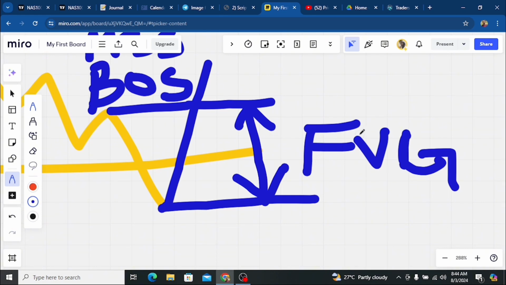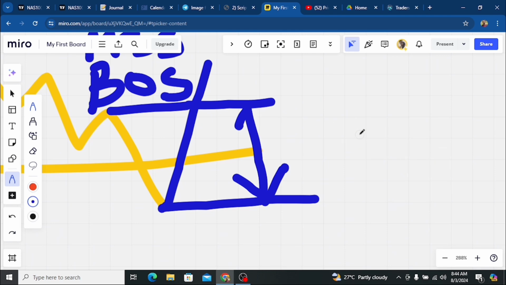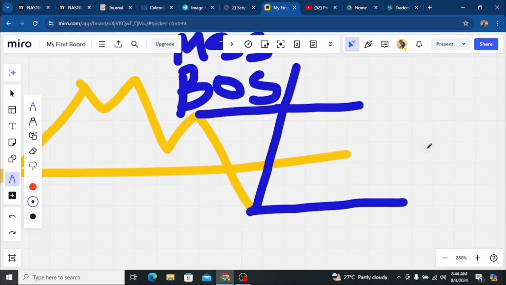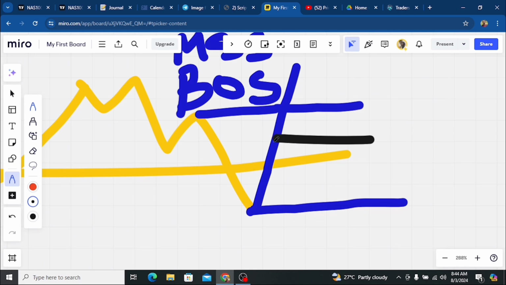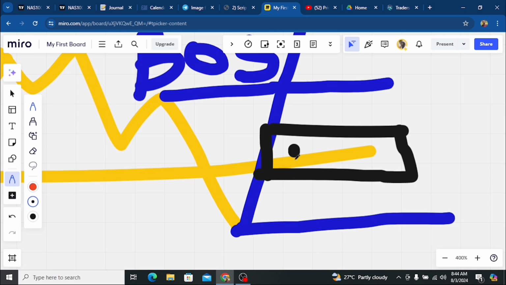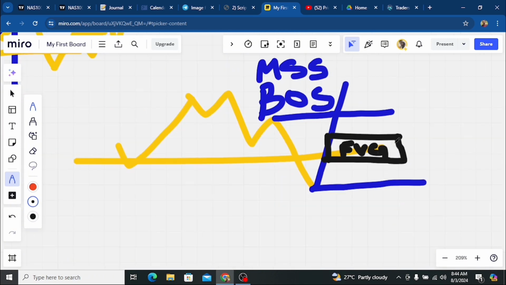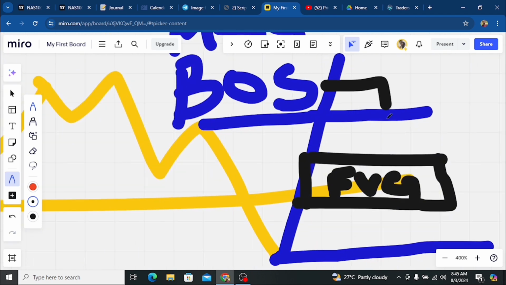So where would the fair value gap form? Let me show you. After you've had the break of structure or market structure shift to the upside, you're basically going to have something like that. You're going to have something of this sort called a fair value gap formed inside of your break of structure range. I basically call this your break of structure range. Sometimes you could have the fair value gap here. It's still ideal, but it's still within the range at least.